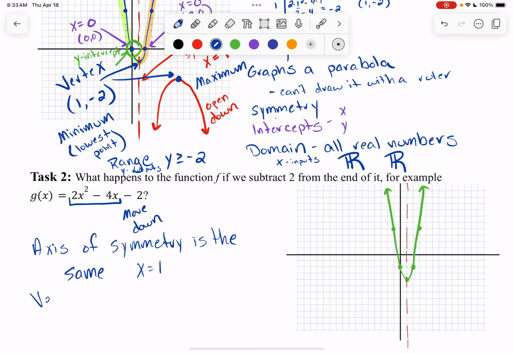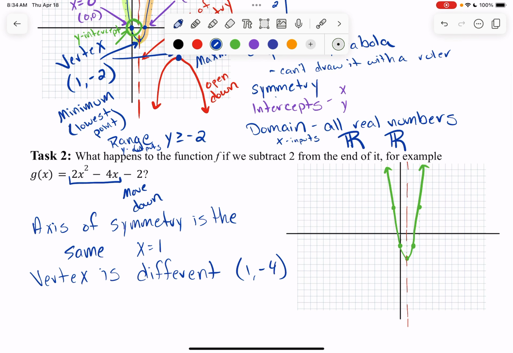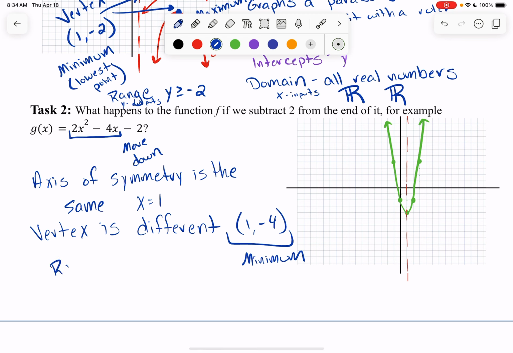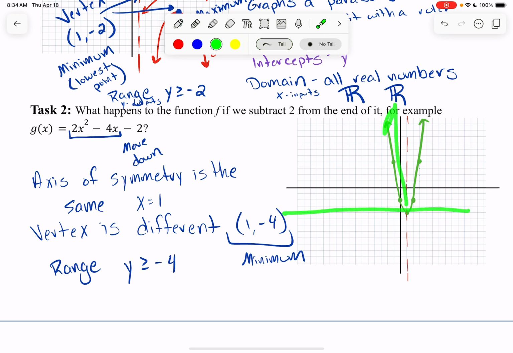The vertex is different. It moved down, so the vertex changed. The vertex is now the point (1, -4) and not (1, -2). So this is now the new minimum. It did change the minimum because it changed that vertex, which means it also changes the range. My range is no longer greater than or equal to -2. It's now greater than or equal to -4 because it's all the points from -4 on up.